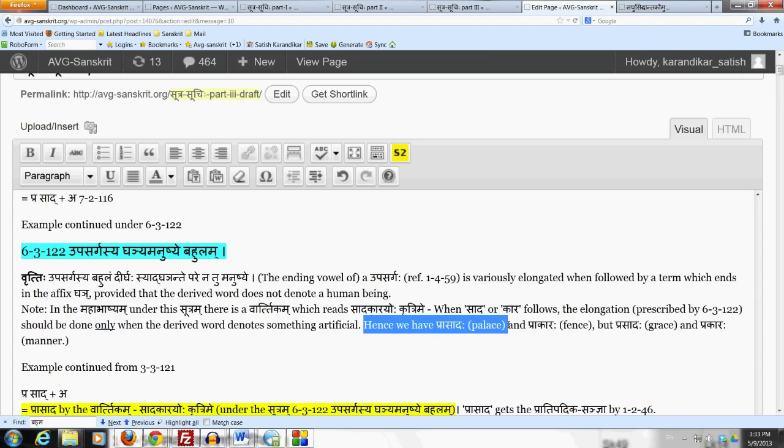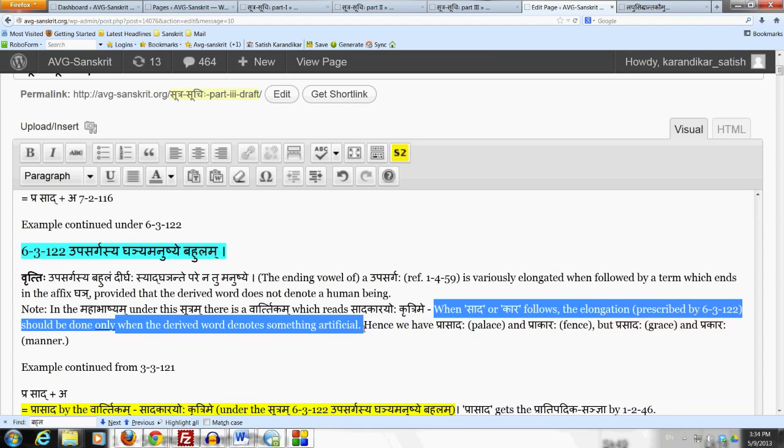Hence we have prasadaha, palace. So when it means a palace, there is only one form, prasadaha. Similarly, prakaraha means an enclosure, a surrounding wall or a fence. So these are artificial structures, not natural. But prasadaha meaning grace, and prakaraha meaning a manner or a mode or a way of doing something, are not artificial, so no elongation. When it's artificial, something constructed, something not natural, then there has to be elongation. So this vartikam comes and clarifies that when sada or kara follows, elongation should be done only when the derived word denotes something artificial.